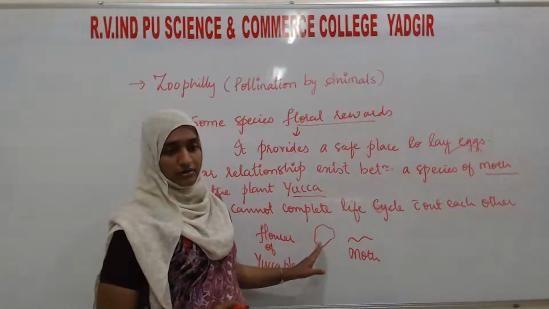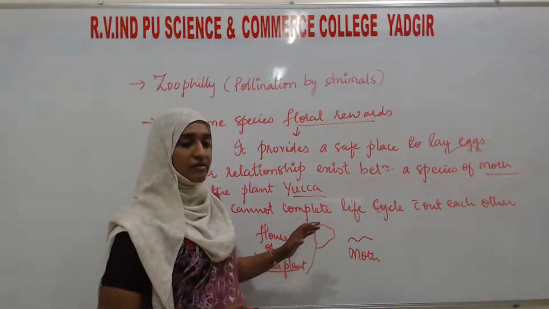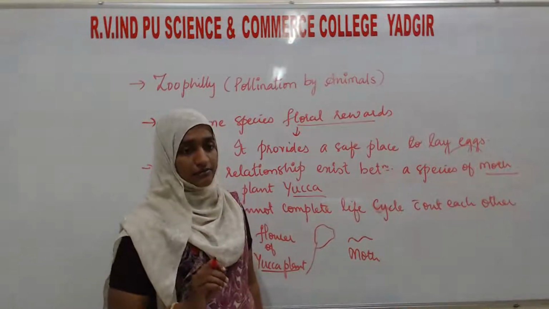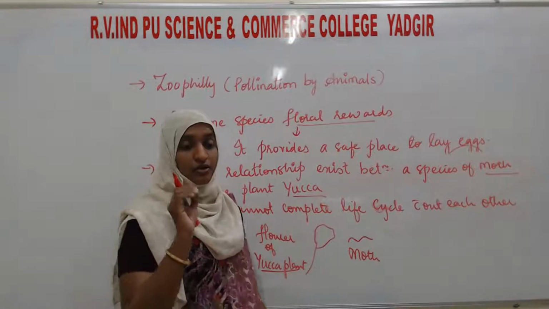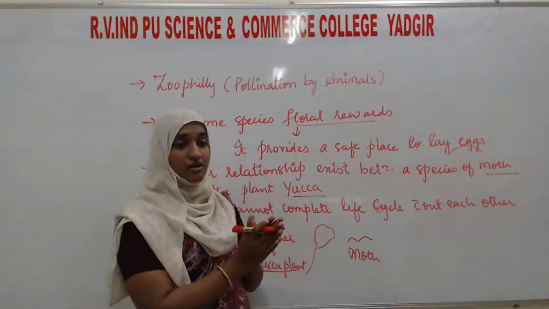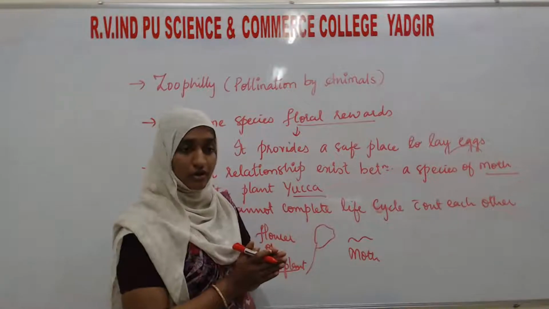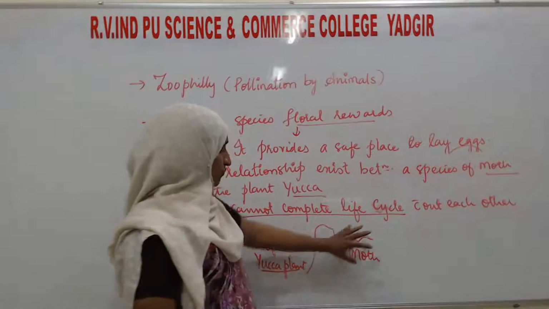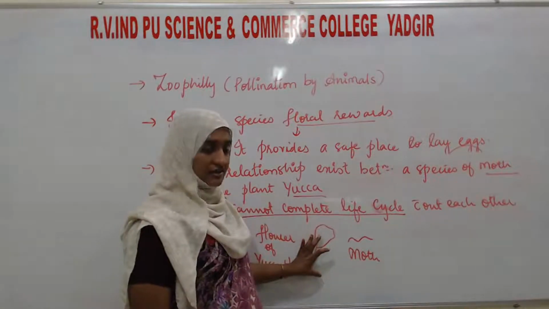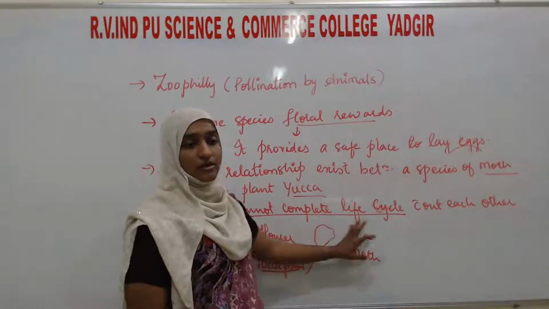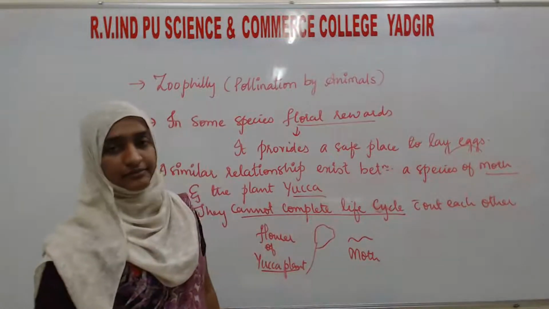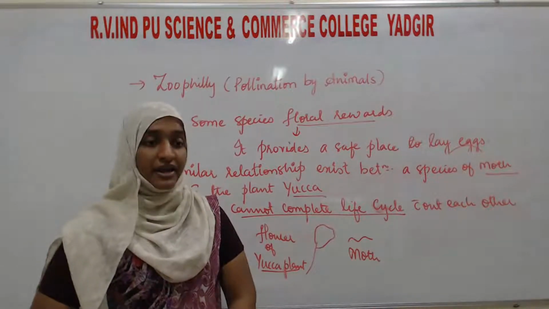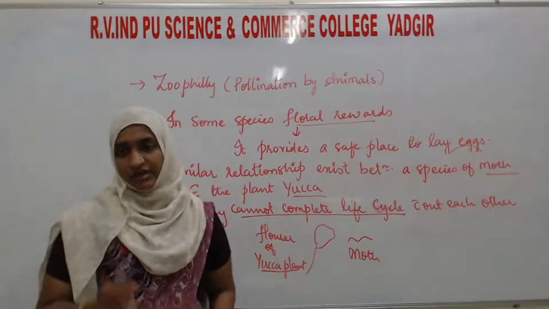Of the yucca plant. If there is no yucca flowers or there is no yucca plant, means moth cannot complete their life cycle. They are specified. They know the space, that is the ovary of yucca plant. They cannot complete their life cycle. If moth is not there, it is not going to fertilize. If yucca plant is not there, moth is not going to lay the eggs. In that way, they are dependent on each other for completing their life cycle.